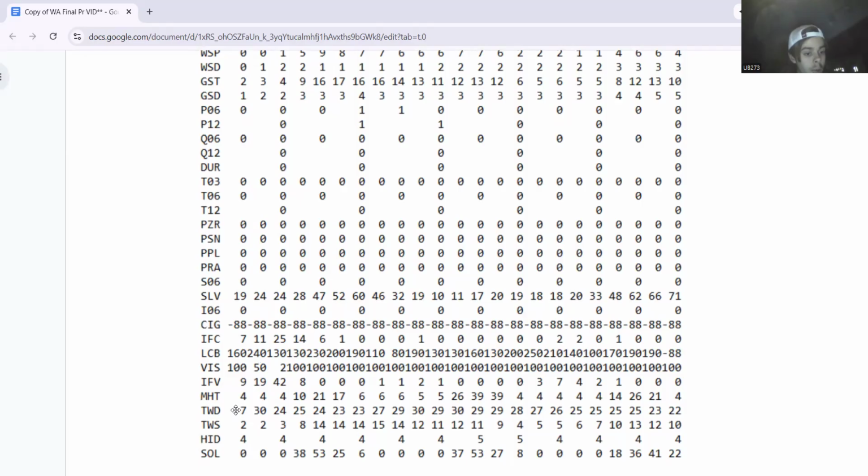TWD is the transport wind direction, how winds are changing with height. TWS is the speed of that. HID is the Haines index, which is basically almost the probability of wildfires.